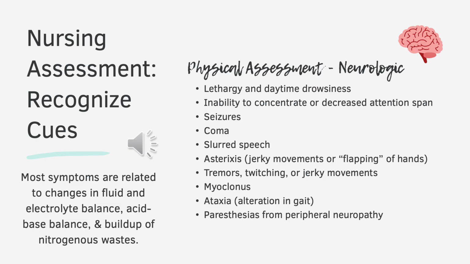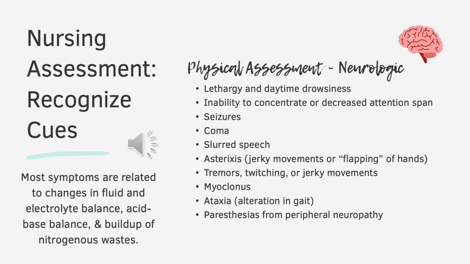All right, so moving into our physical assessment. And we know now that chronic kidney disease impacts every body system. The neurologic system is also particularly affected due to the changes in fluid and electrolyte balance, acid-base balance, and that accumulation of nitrogenous waste products. So we're going to focus this slide on the neurologic symptoms to assess.